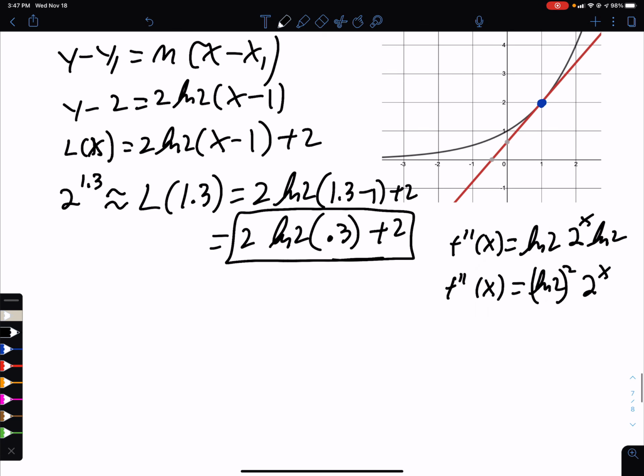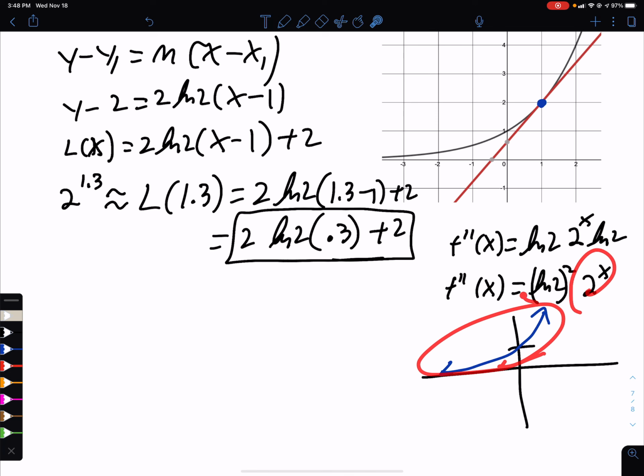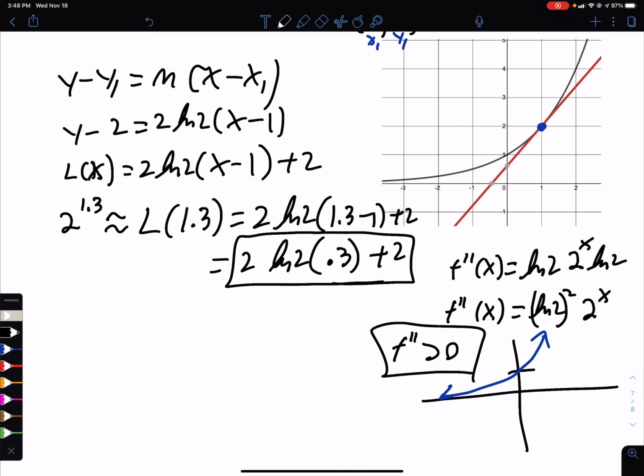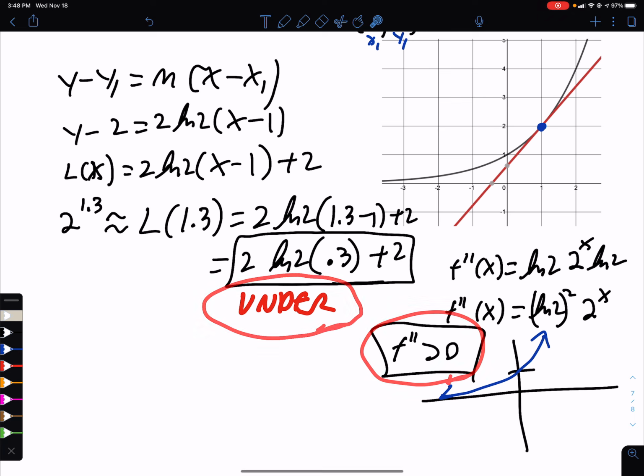Okay, here's my evaluation. You should know what 2 to the x looks like. It's an exponential function. What you realize, this is always positive. And that's always positive. So my conclusion is f double prime is always positive. Therefore, this is an under approximation, is too small. Because the second derivative is positive, therefore the linear approximation is an underestimate. And look, it's underneath the graph. So that's what this is all about.